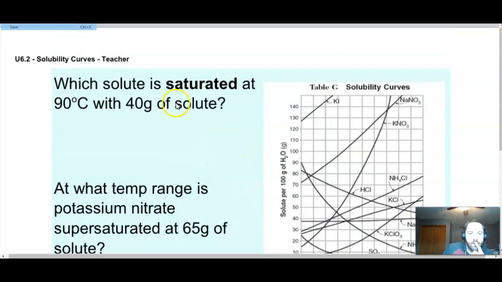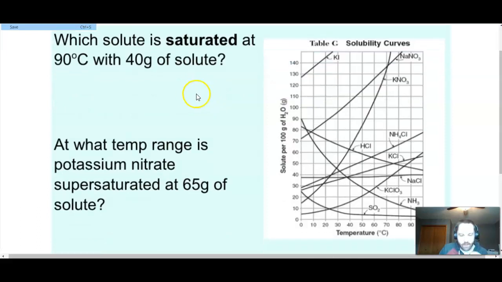Next question, which solute is saturated at 90 degrees Celsius, 40 grams of solute? So I'm going to come down here on my x-axis. I'm going to see 90 degrees Celsius. I'm going to go up to 40 grams of solute. I'm going to put a dot. Hey, look at that. That is saturated. So that is NaCl, so sodium chloride is saturated at that point.